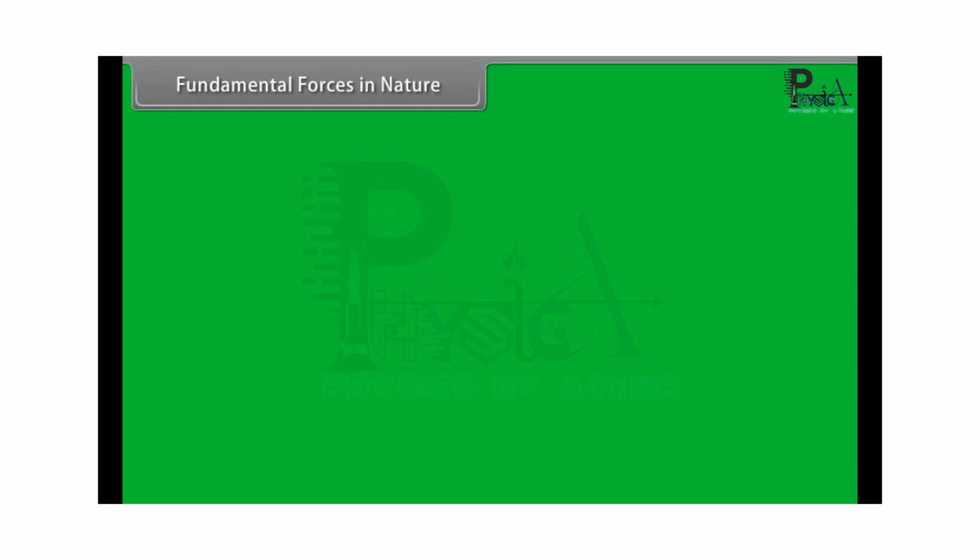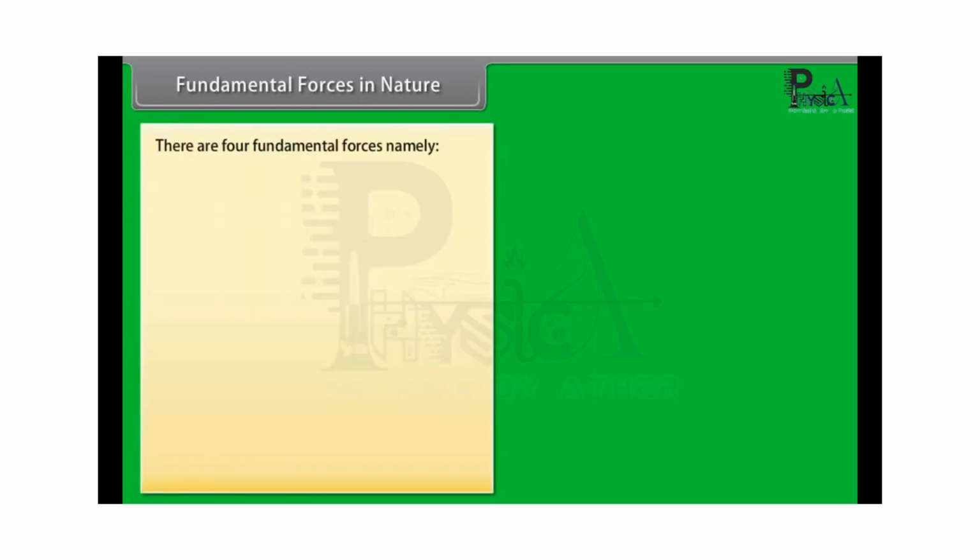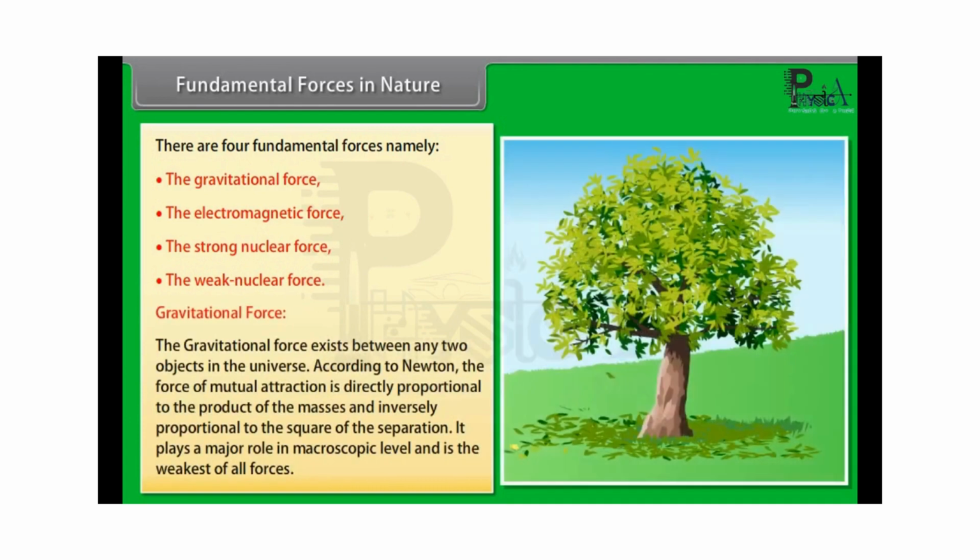Fundamental forces in nature. There are four fundamental forces, namely the gravitational force, the electromagnetic force, the strong nuclear force, and the weak nuclear force. The gravitational force exists between any two objects in the universe. According to Newton, the force of mutual attraction is directly proportional to the product of the masses and inversely proportional to the square of their separation. It plays a major role at the macroscopic level and is the weakest of all forces.